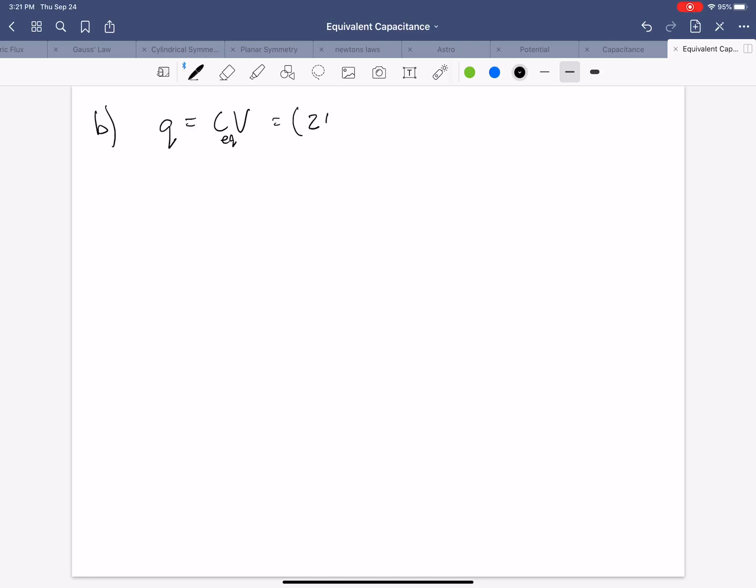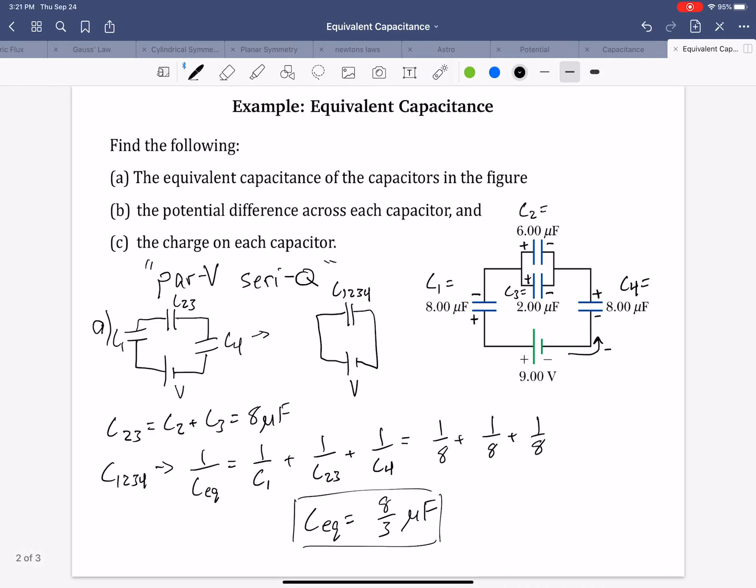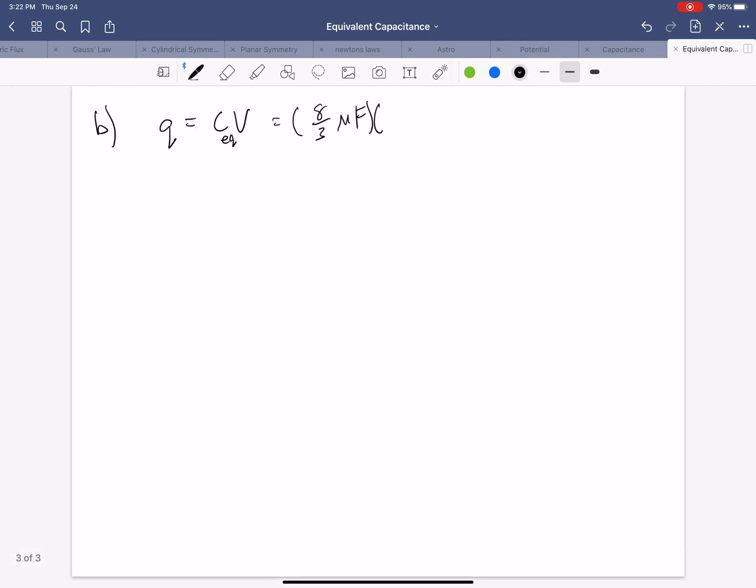This is, what was that, 24? No, definitely not. 8/3 times the voltage, well, that's 9 volts for the battery. So this is 72 over 3 microfarad volts, which is microcoulombs. And that's, in other words, 24 microcoulombs. Okay, so this is the charge that will be deposited across all four of those capacitors.